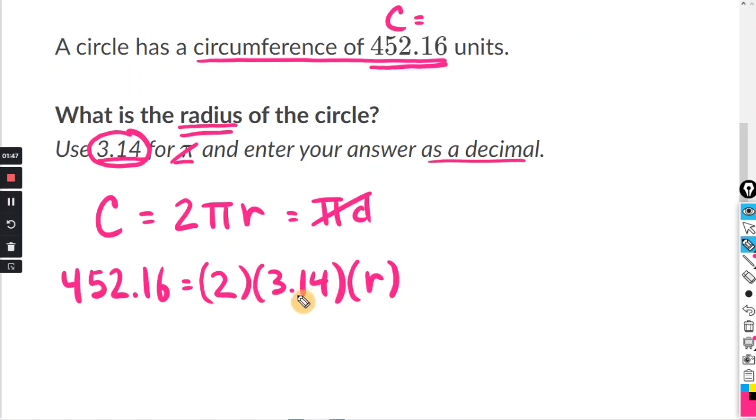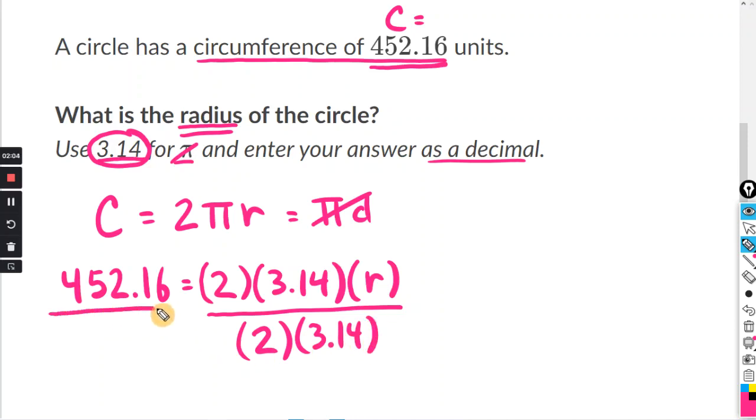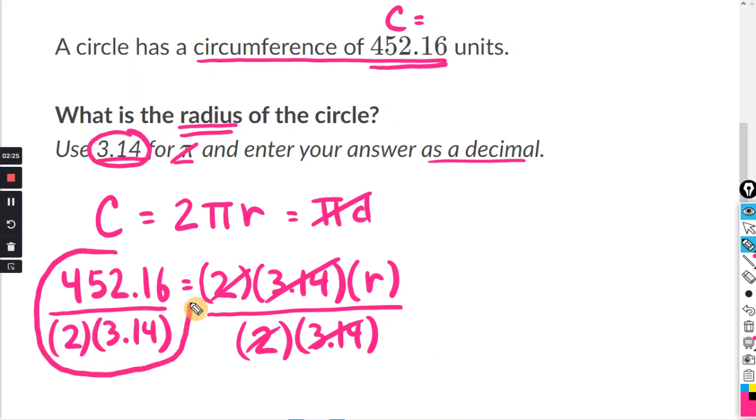Since r is multiplied by these numbers, the opposite is dividing by those numbers. So we're going to divide by 2 times 3.14, and you want to do the same thing to both sides. On the right-hand side, 2 over 2 cancels, and 3.14 over 3.14 cancels. We want to do this on the calculator, and I'm going to show you how.